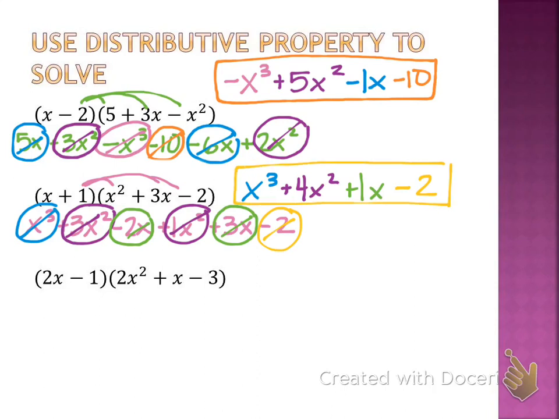Okay? Let's do this last problem. 2x times 2x squared is going to be 4, because 2 times 2 is 4. Then count up the number of x's I have, 3. 2x times x is positive 2x squared. 2x times negative 3 is negative 6x.